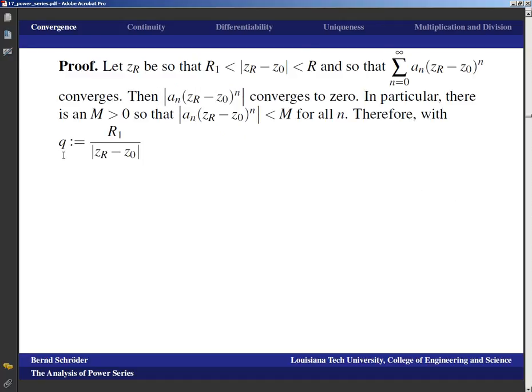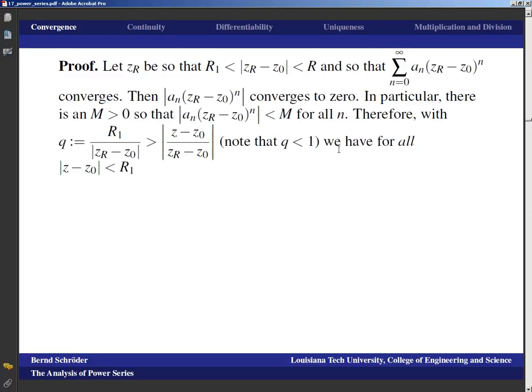Therefore, if we set q to be r sub 1 divided by zr minus z0, then we know that that is greater than z minus z0 over zr minus z0, because that z minus z0 was supposed to be smaller than r1. And we note that q is smaller than 1 because zr minus z0 was chosen to be greater than r1. That was that earlier choice.